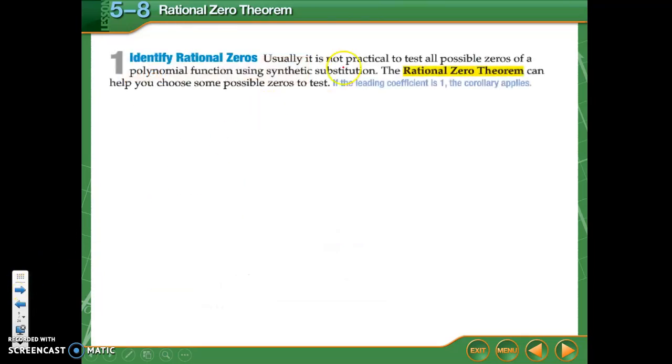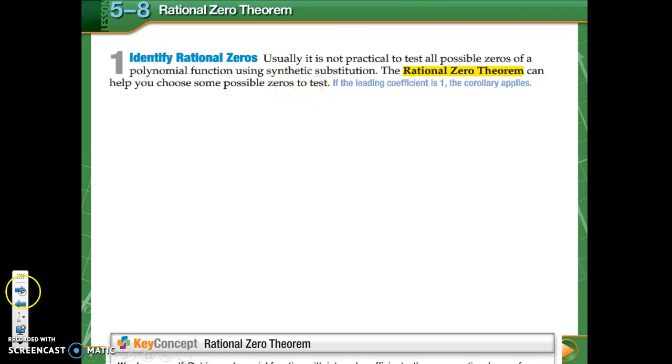All right, so usually it's not practical, if we're just trying to figure out the zeros of a polynomial function by hand, to test all possible zeros. So we're not going to try 1, 2, 3, 4, 5 forever. And also, if the zeros are irrational, that's really hard to try. How do you test the square root of 2 or the square root of 3? So the rational zero theorem helps narrow down the possibilities of possible zeros that we can test.